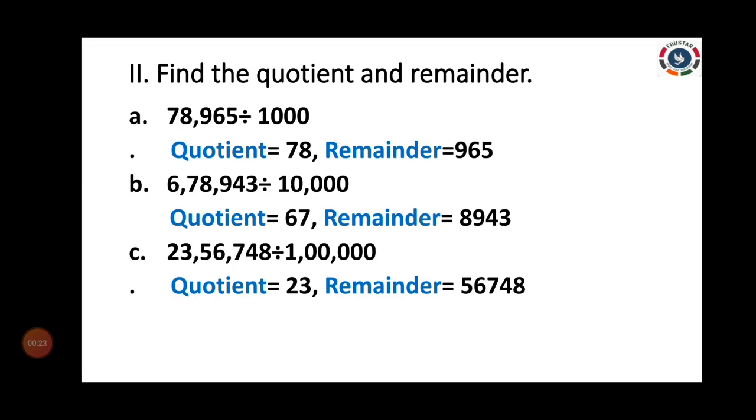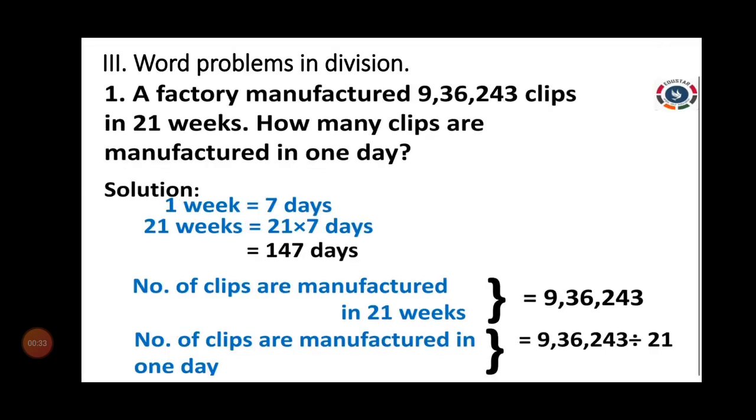C, 23,56,748 divided by 1 lakh. Quotient is equal to 23. Remainder is equal to 56,748. Then Roman letter 3, word problems in division. A, first one, a factory manufactured 9,36,243 clips in 21 weeks. How many clips are manufactured in one day?